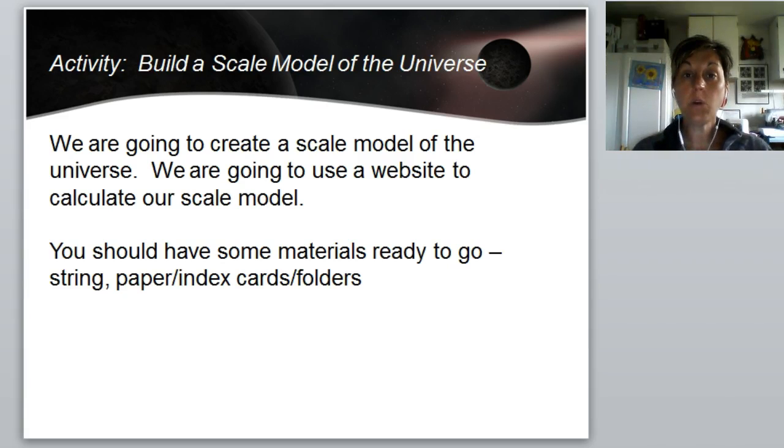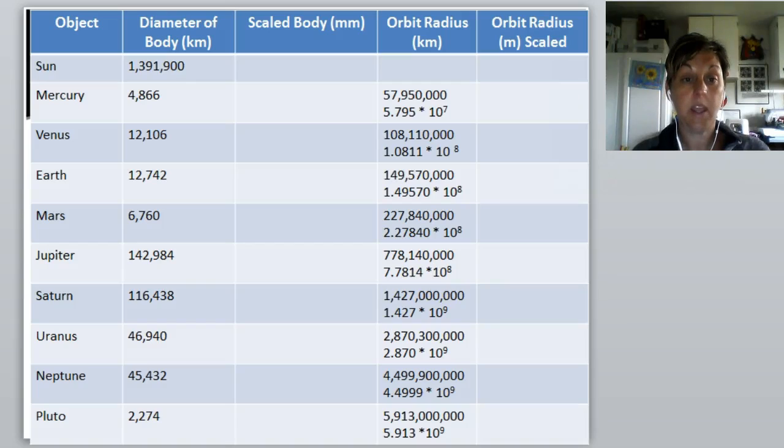So what we're going to do in class is build a scale model of the universe, and I'm going to give you a website to use. You'll need some string, paper, and folders to make the planets out of. And we're going to start with the sun.